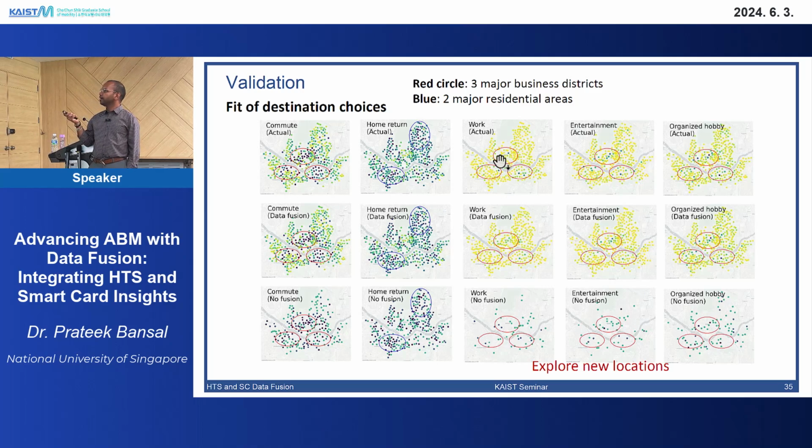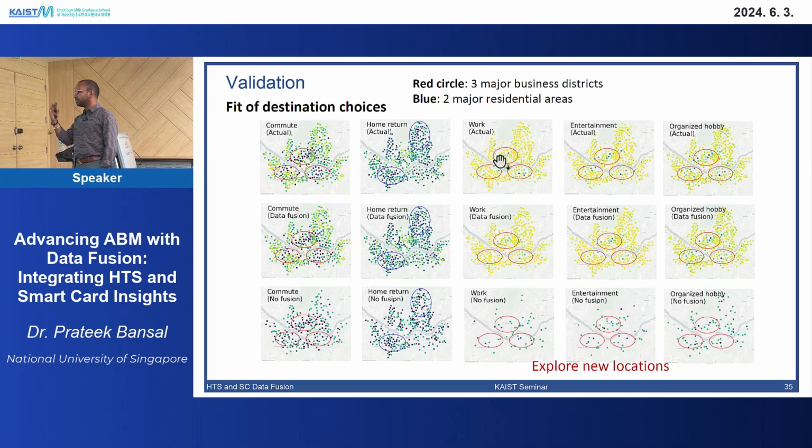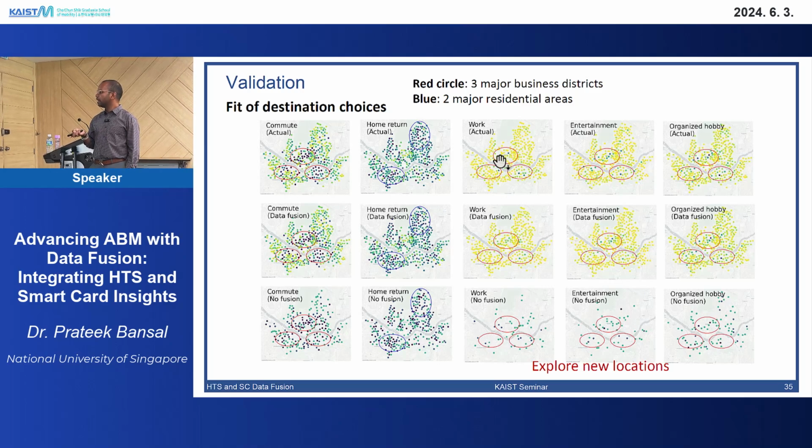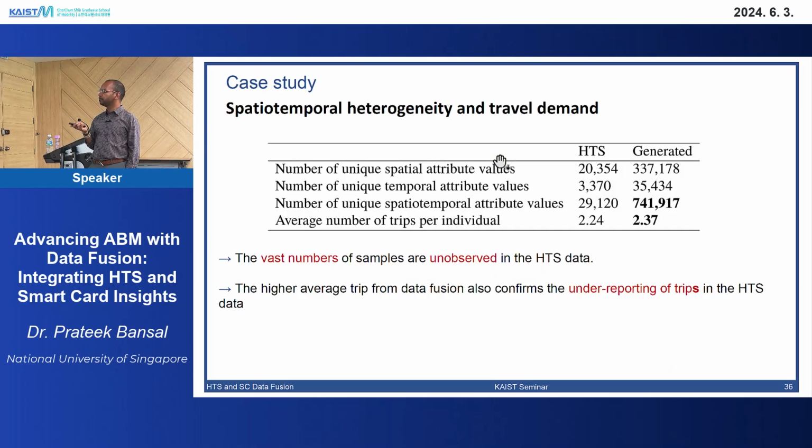If you look at the entertainment distribution, you have some areas, I think these are the business districts in Seoul, and if you just do no data fusion, this is what you generate if you just extrapolate your household travel survey data. But if you do the data fusion, you are able to generate all the other trip purposes in space and time, right? And the same goes for the organized hobby and the work.